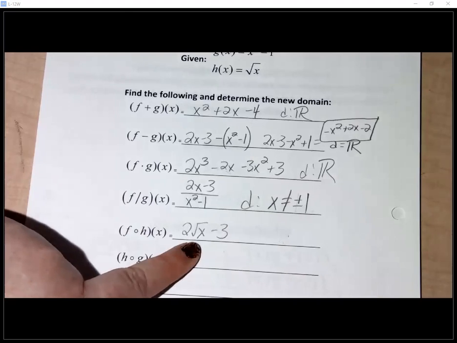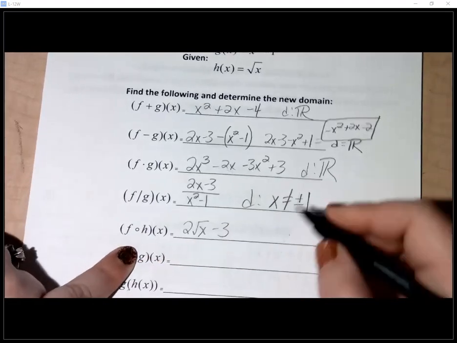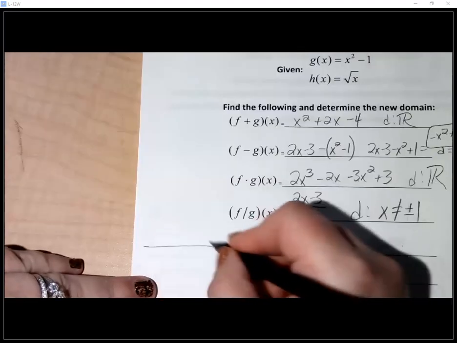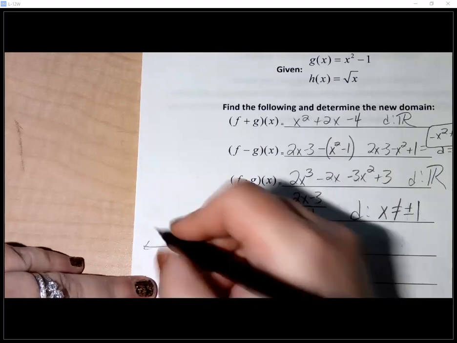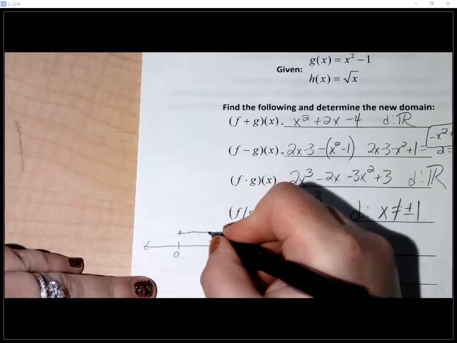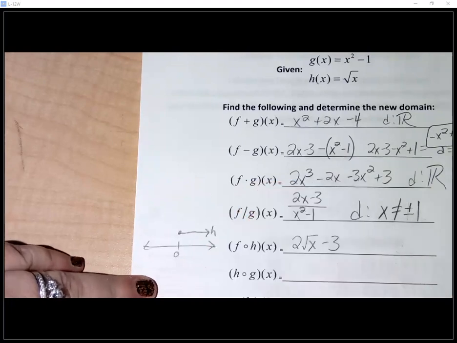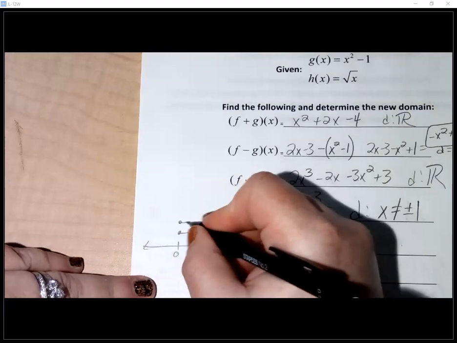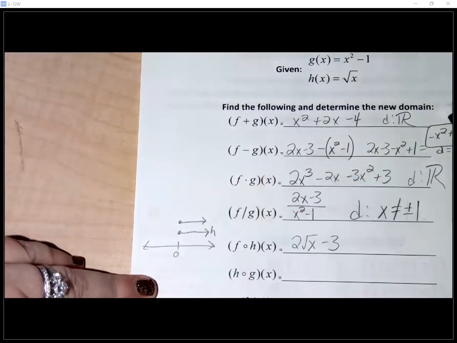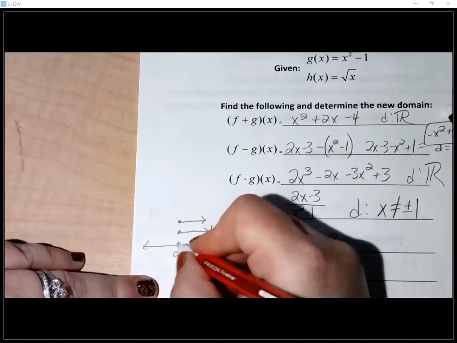If it helps you to do the number lines, go ahead. So I'll give myself a number line. h has to be greater than or equal to 0. So there's h. The combined one, again, has to be greater than or equal to 0. So it only makes sense that my final one has to be greater than or equal to 0. Was that all right?